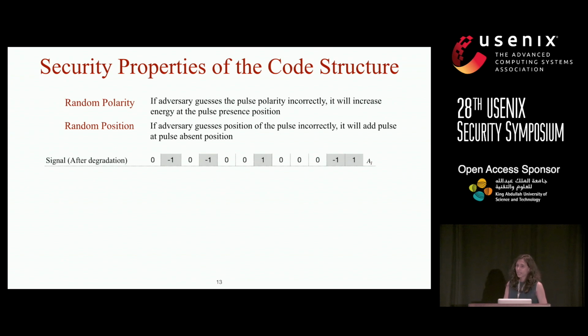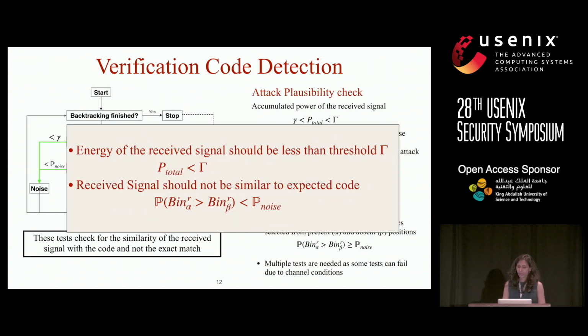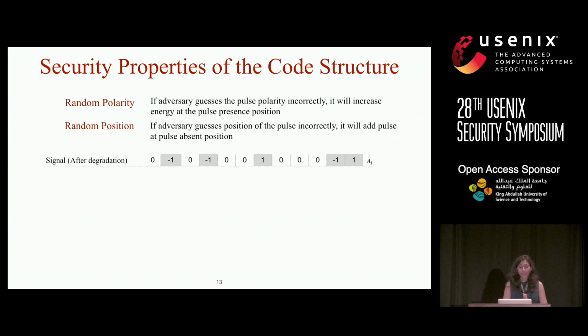The code structure we have designed here sort of prevents the attacker from achieving these two objectives. Why? Because of the random polarity and random position. If the attacker guesses the polarity of the pulse incorrectly, instead of annihilating or cancelling this signal, the attacker will increase the energy of this signal. If the attacker does not get the position of the symbol correctly, he will add energy into this signal.